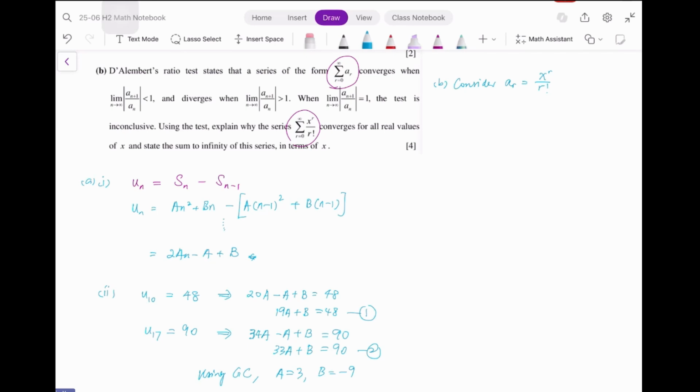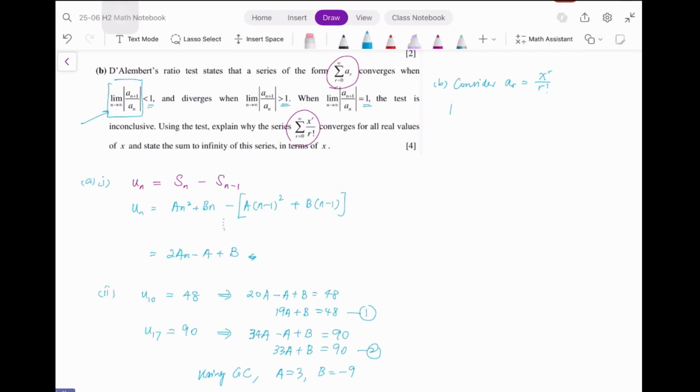Now, what do you want to do? The test results are converge, diverge, inconclusive, right? But what's the test? The test is the limit of a_(n+1) divided by a_n, correct? So technically we need to find what a_(n+1) and a_n are. We need to perform this test. This is the test, and this is the results.